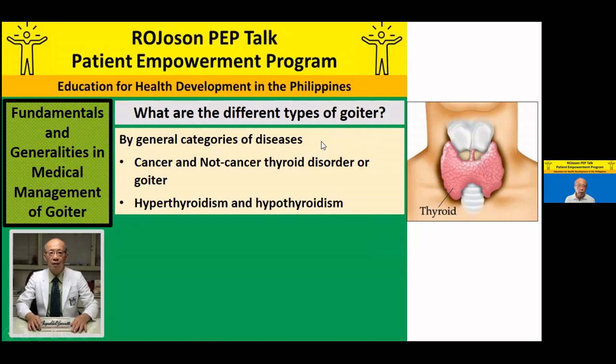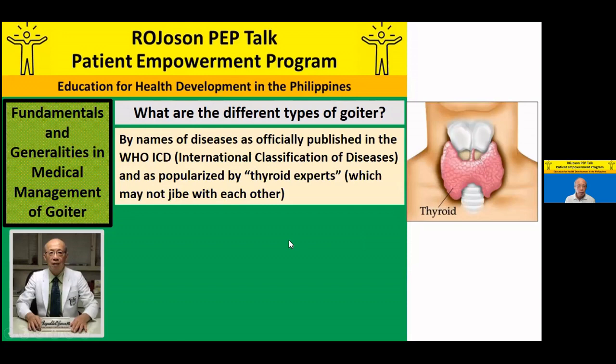The other type of categorization or classification of goiters is to use the general categories of the diseases, very simple: whether cancer is present or not, whether hyperthyroidism or hypothyroidism is present. Now, the other type of categorization is by the use of names, which is very, very complicated, but let me just give you an idea. These names are officially published by the World Health Organization, International Classification of Diseases. This is supposed to be the so-called standard followed by almost all countries.